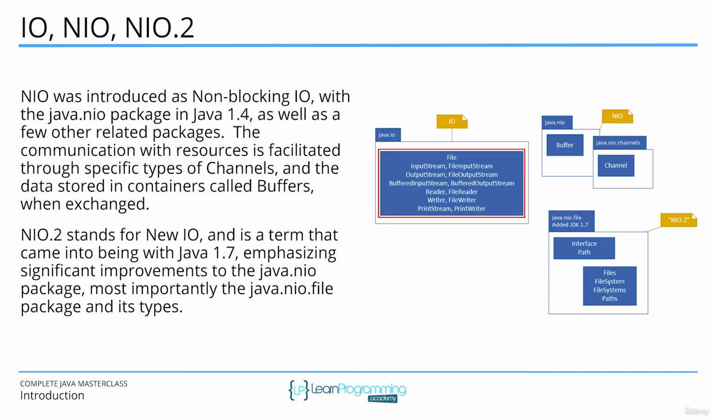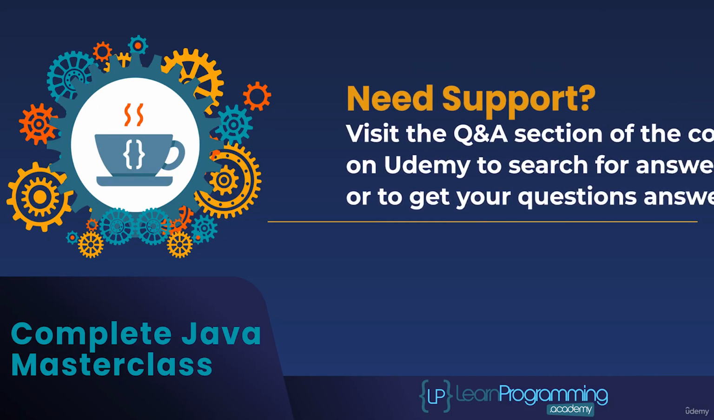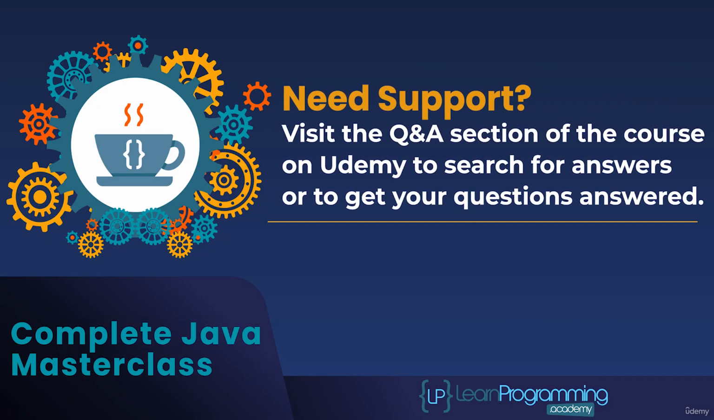You'll likely see a lot of legacy code using the classes you see on this slide in the java.io package, so buffered input streams and file writers and so on. But I also want you to see the NIO2 types at work, many of which provide more support for functional programming. Let's get started.